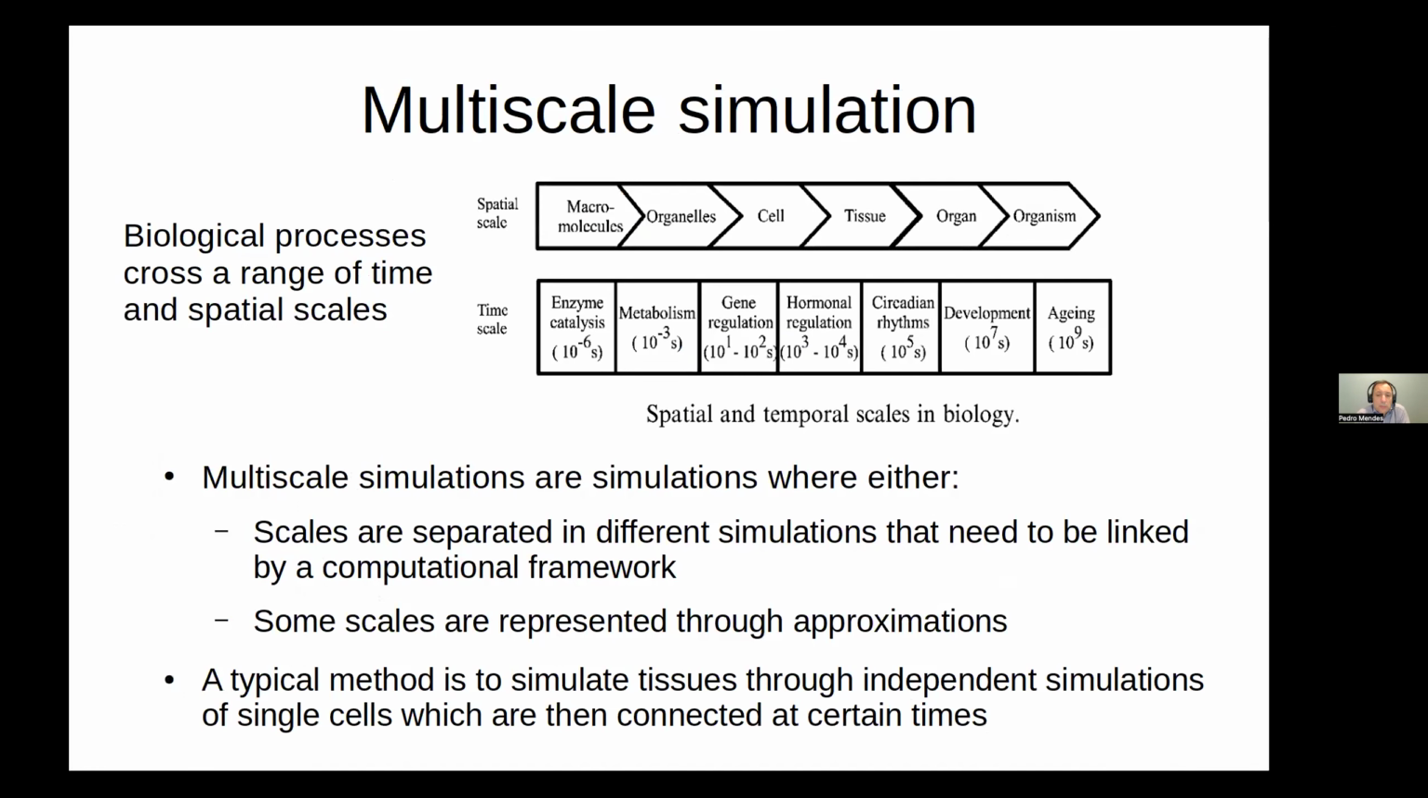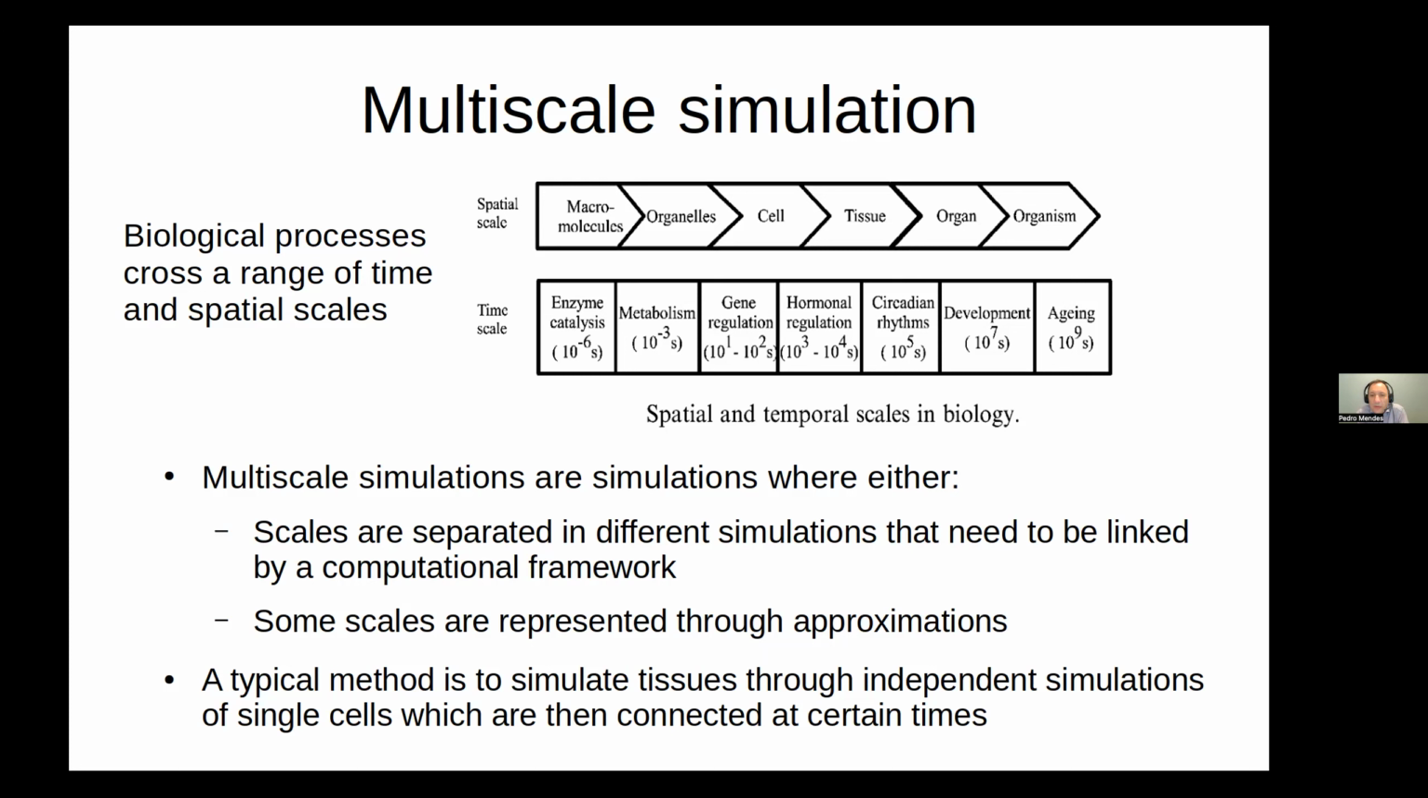Now, in biology, for at least 2 or 3 decades, people have been talking about multiscale modeling a lot and practicing multiscale modeling. And the reason for this is that biological processes cross a very large range of time and spatial scales.